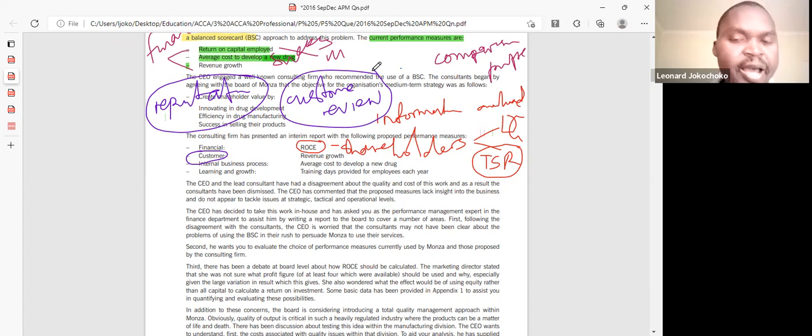The third element, and I thank Max for discussing that part, is the internal business process. This is how I write my answer. Under the internal business process perspective, we want to see how the company is functioning.